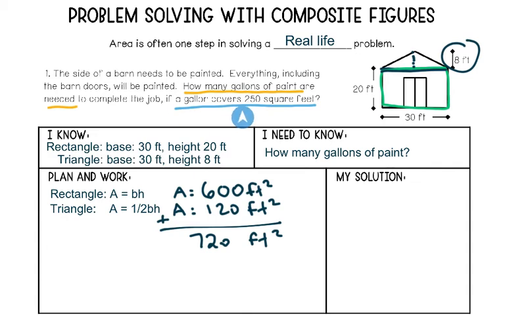I know that 1 gallon covers 250 square feet. I need to cover 720. So I'm going to take the 720 total divided by the 250. That's going to tell me how many gallons of paint I need.